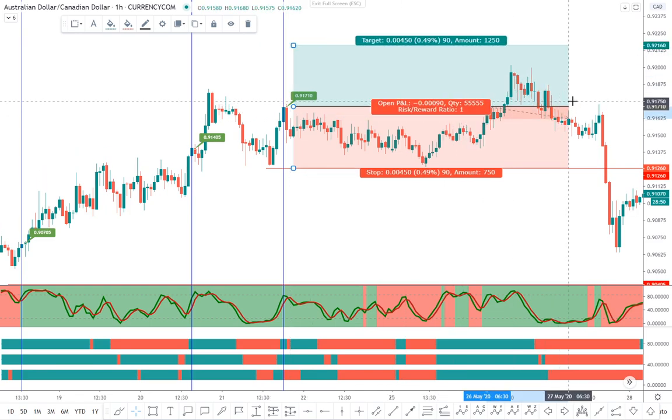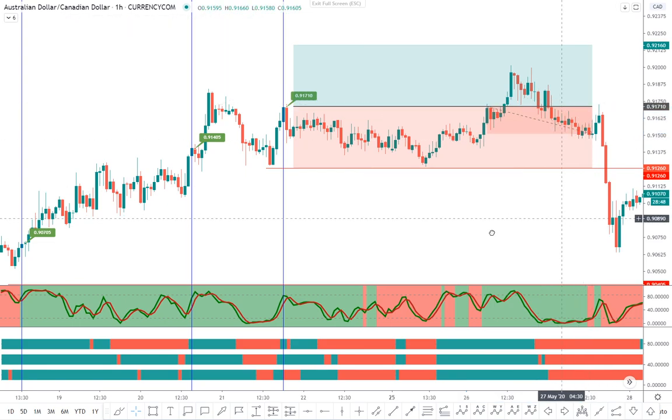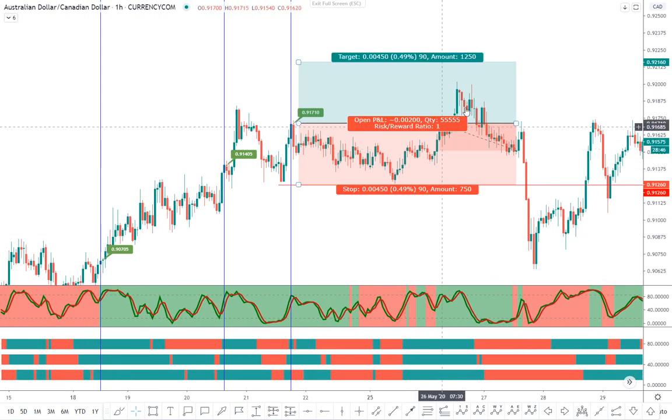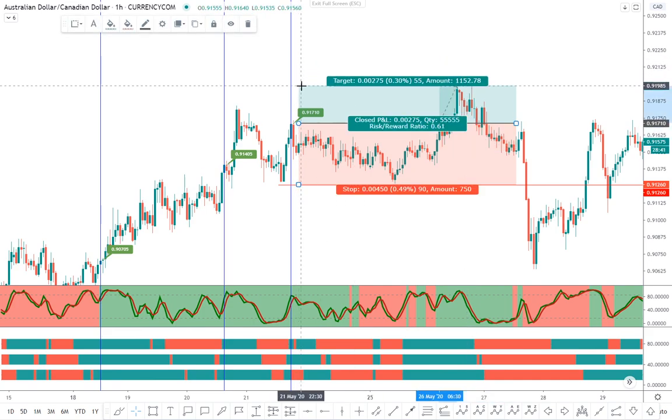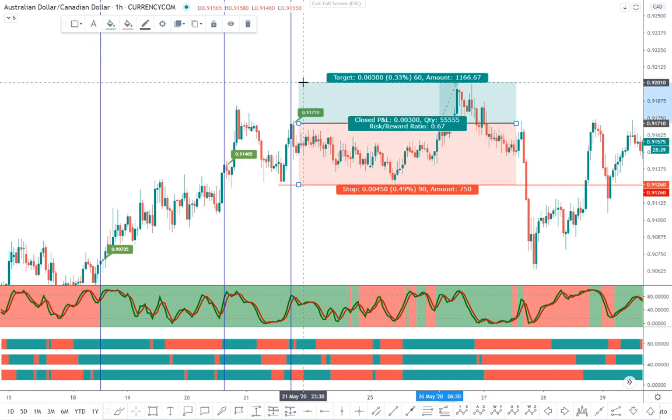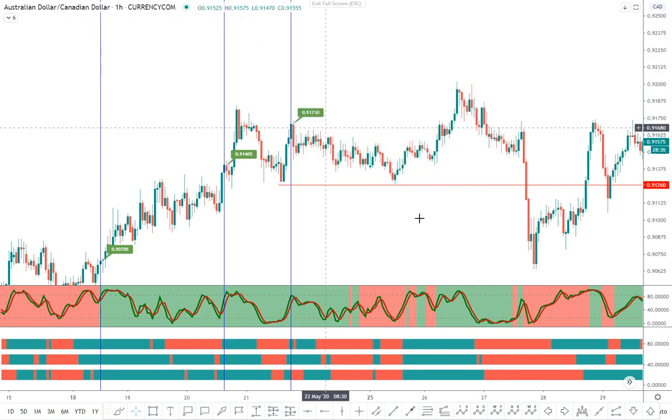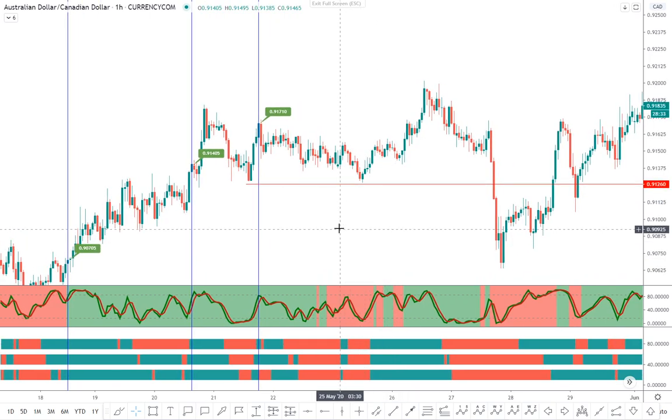I think we missed this. Yeah, we missed this one. Just like with 15% we missed this trade, so never mind.